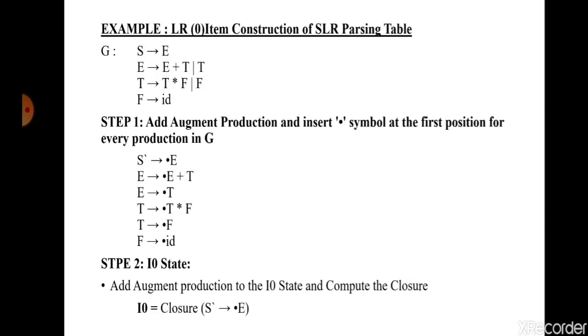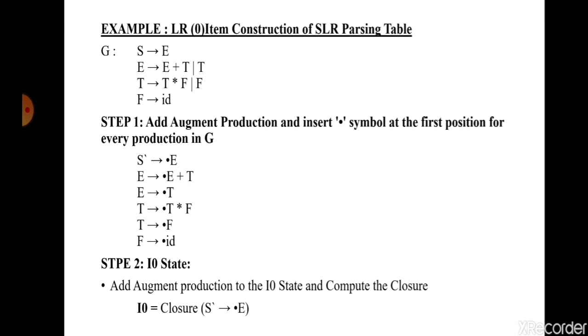Let us see how we can construct the SLR parsing table. Simple LR table is otherwise called LR(0) items. In the first step, we have to add the augmented production and insert a dot symbol at the first position of every production in the grammar. The dot symbol in the first position of all the productions is called LR(0) items.